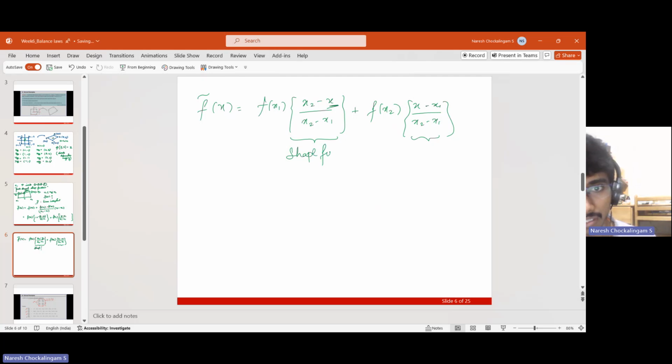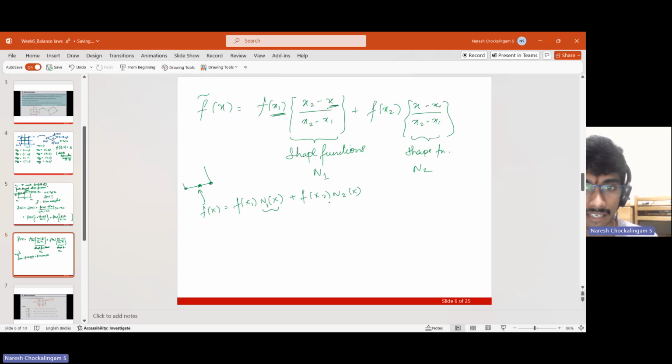So these are called shape functions. Corresponding to the first point, you call it n1. Corresponding to the second point, you call it n2. In general, given n points, in 1D you are given 2 points, and if you want the value of a function somewhere in between the 2 points, given the values of the function at the ends, you write f of x at the midpoint as f of x1 times n1 of x plus f of x2 times n2 of x.